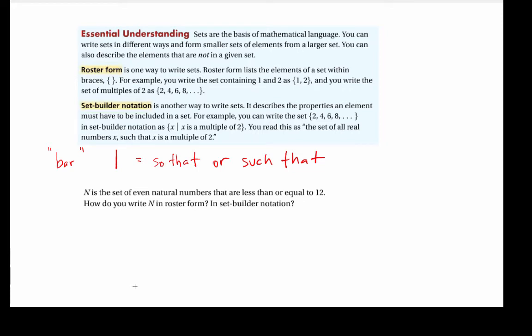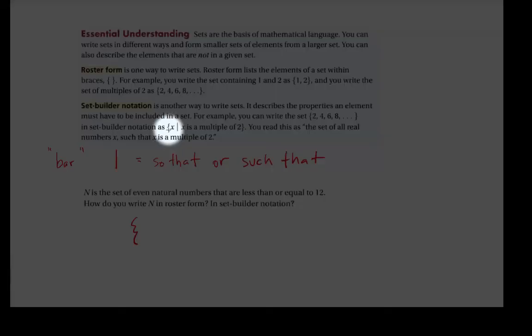Okay, so we're going to write both of these sets. First, in roster notation, we're going to list the elements. So even natural numbers less than or equal to 12. This isn't a huge set, so we can actually list these elements out fairly simply. So here's our curly brace, and I'm not the most artistic person, so my curly braces will probably not look as fancy as these curly braces up here.